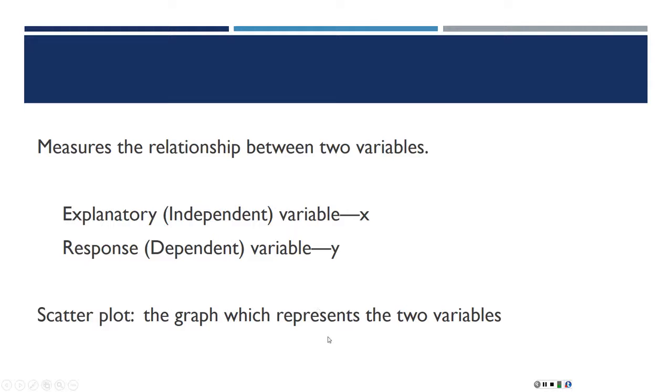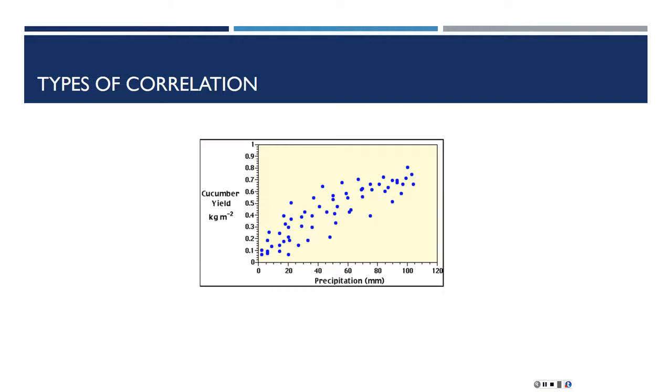And we make a graph of that that helps us determine correlation and causality by making what's called a scatter plot. It's a graph that represents the two variables. And again, we can make it in Excel, but in this particular case, we'll probably do these on the calculator. So this is what's called a scatter plot.